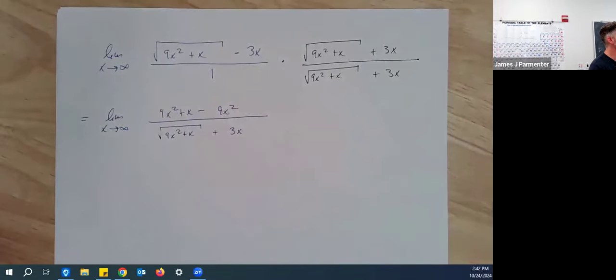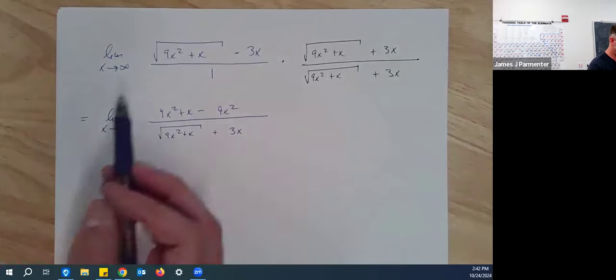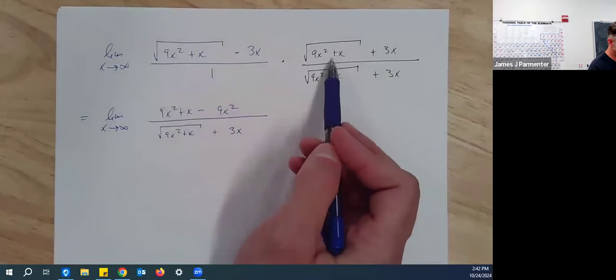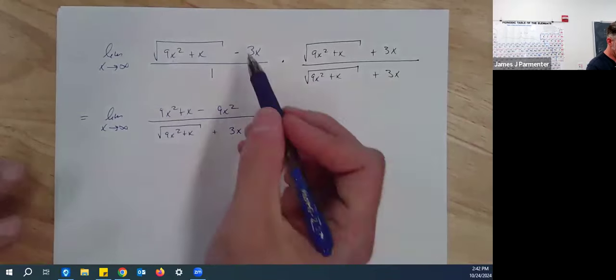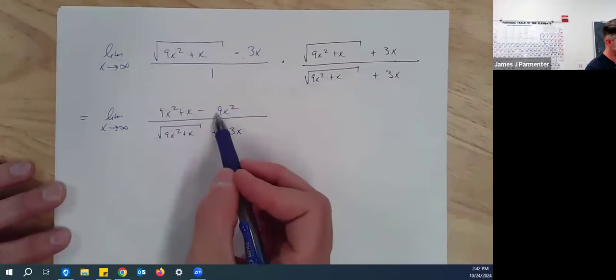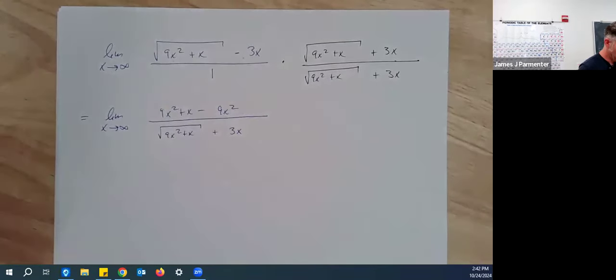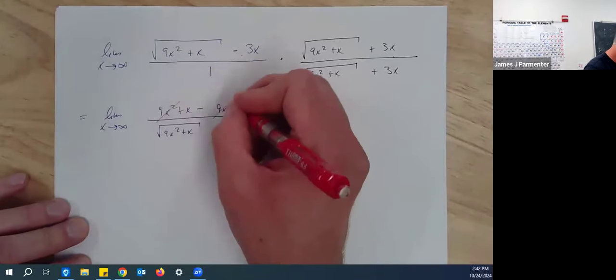That's what you should get when you multiply off the top. The square root of 9x squared plus x times the square root of 9x squared plus x is 9x squared plus x. The middle terms cancel out, and minus 3x times positive 3x is minus 9x squared. Then we cancel the 9x squareds.